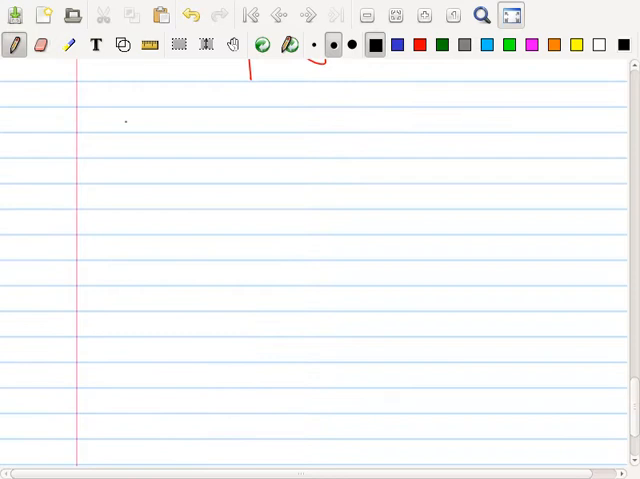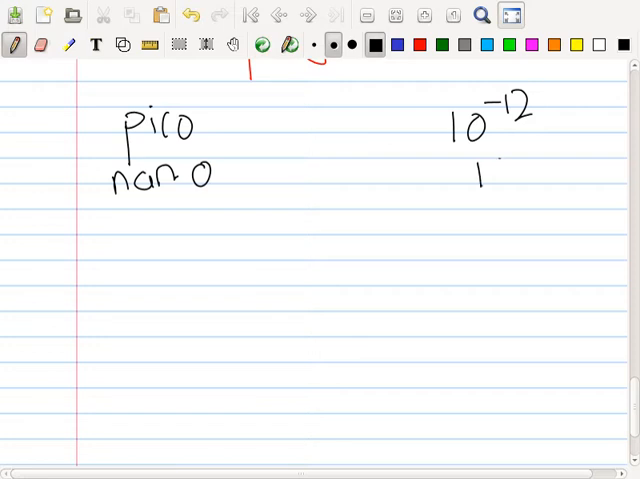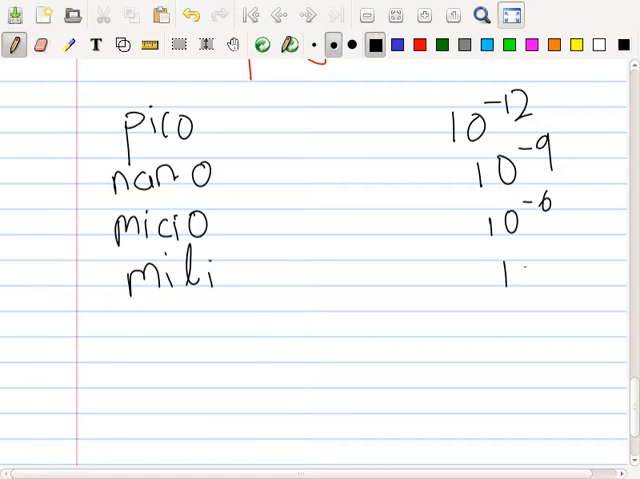So the first one, pico, that's 10 to the minus 12. And then the next one, more common I think, is nano, 10 to the minus 9. And then micro, 10 to the minus 6. And now we start getting into the sizes we're familiar with day-to-day life. Milli, that's 1 over 1,000, so that's 10 to the minus 3. Centi, that's 10 to the minus 2.